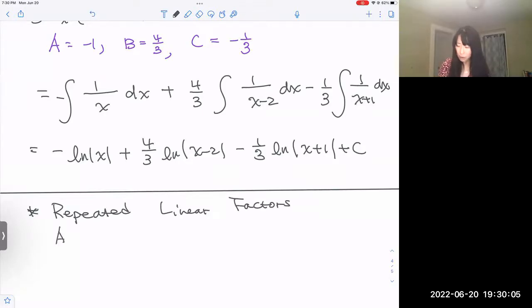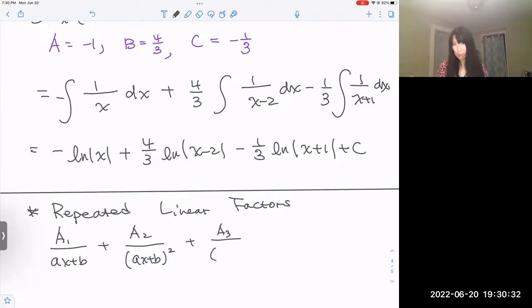We have A sub 1, which is a constant, over the linear factor ax plus b. Now the second term, constant, and we repeat ax plus b, quantity squared. Then third, we repeat this one to the third, okay? And so on, until we have A sub n over ax plus b to the n power.